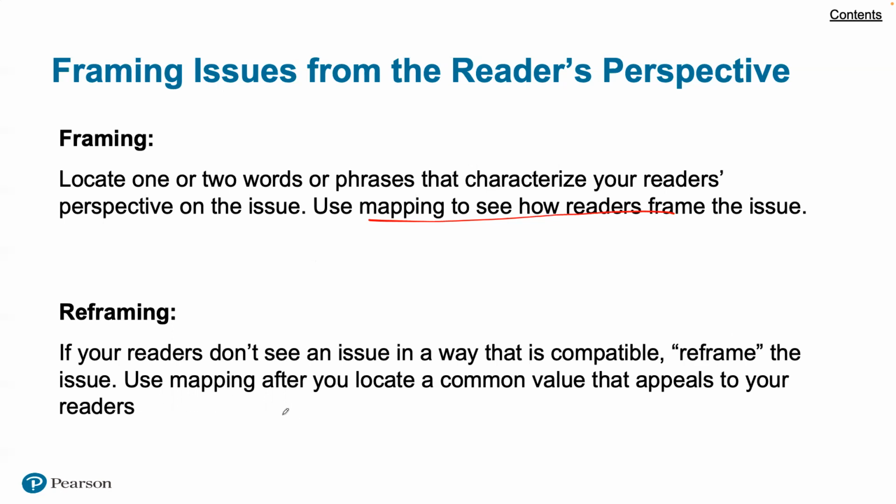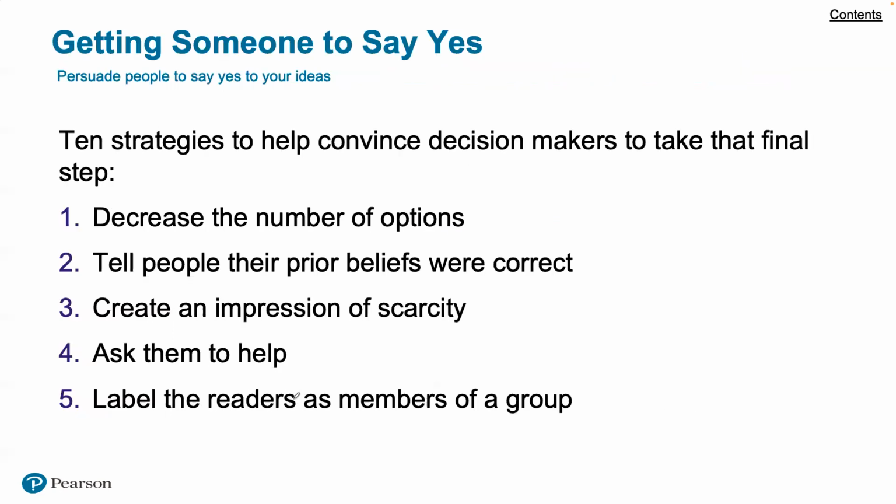If your reader does not see an issue in any way that's compatible, if you reframe the issue, you can use mapping after you locate a common value that appeals to your readers. So you're leading them down the trajectory where you want them to be, where you're going with your plan, your idea, and the timeline that you come up with.